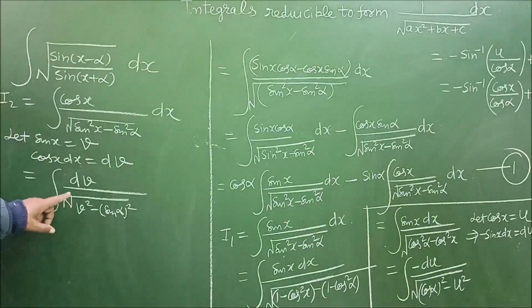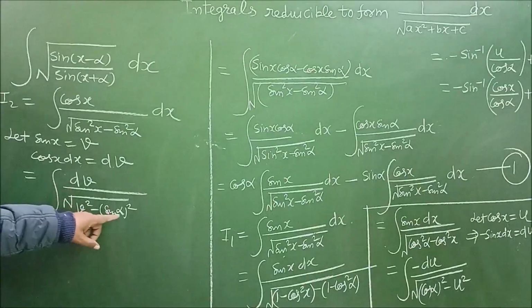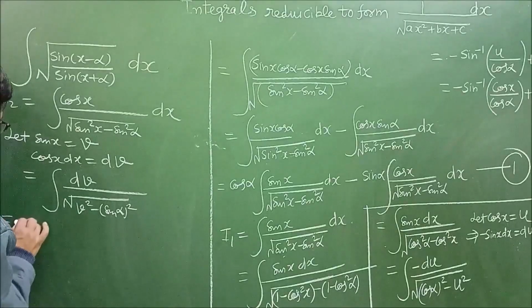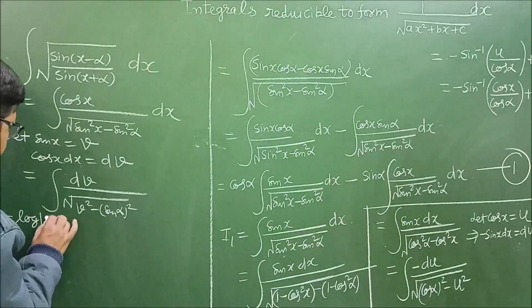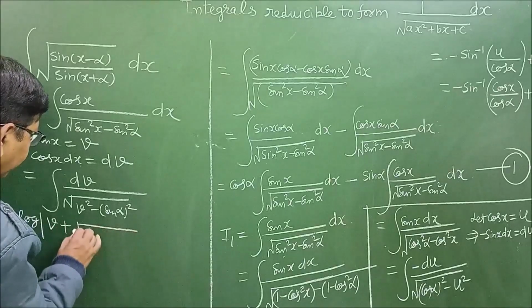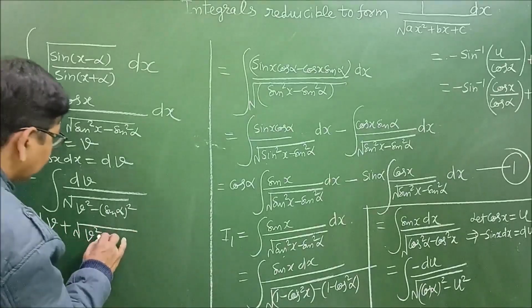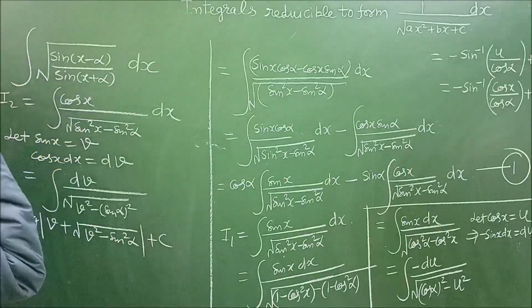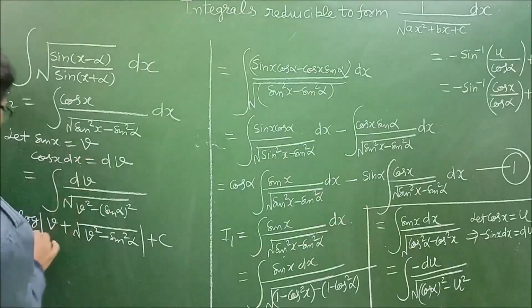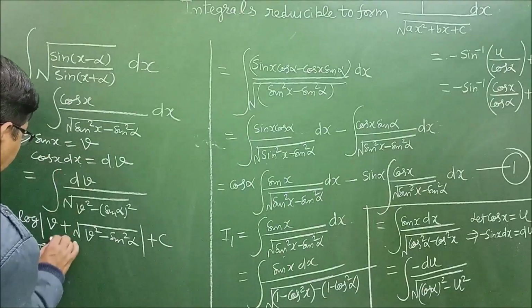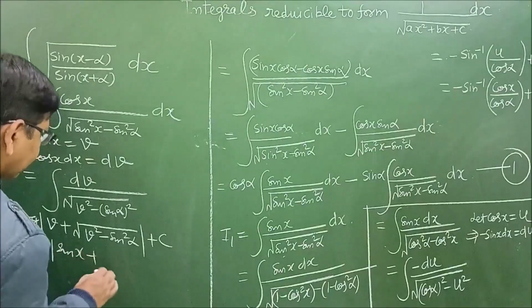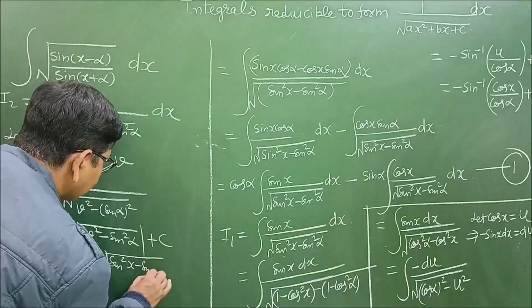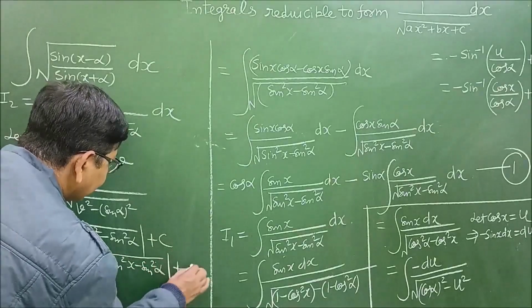And this integral is of the form dx upon under root of x square minus a square. So this is equal to log mod of v plus under root of v square minus a square, that is v square minus sin square alpha, plus c. The value of v we have taken is equal to sin x, so this is equal to log of sin x plus under root sin square x minus sin square alpha plus c.